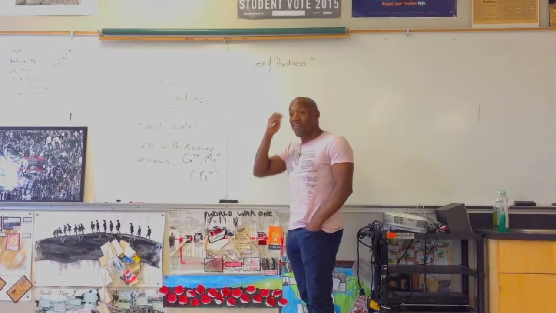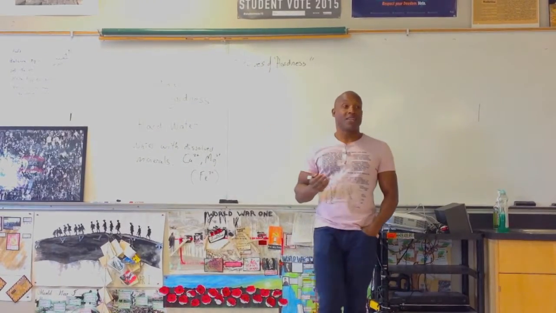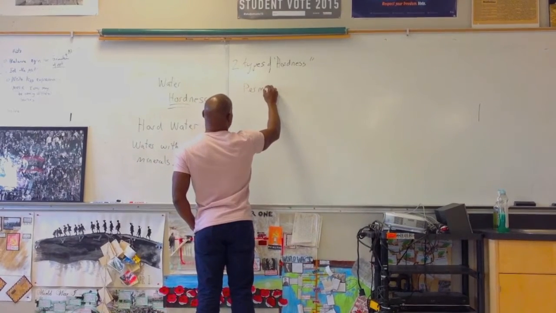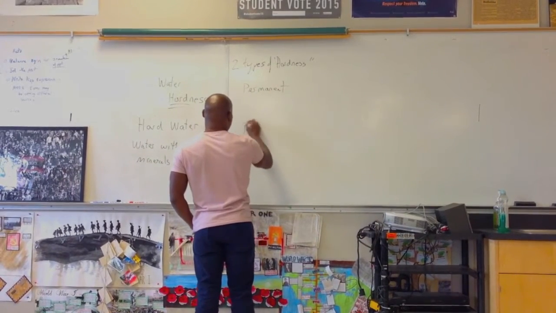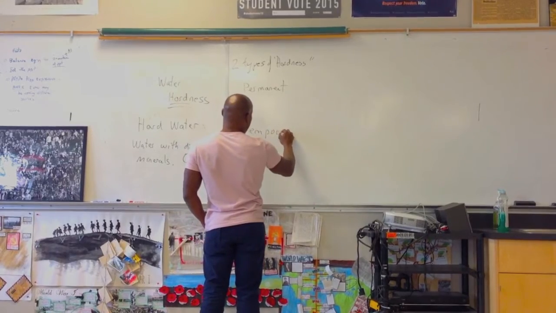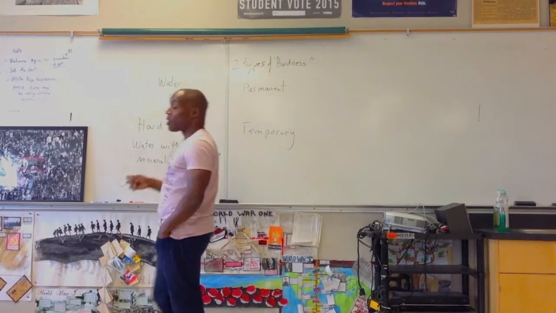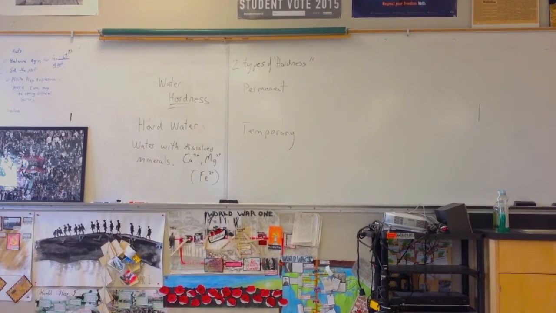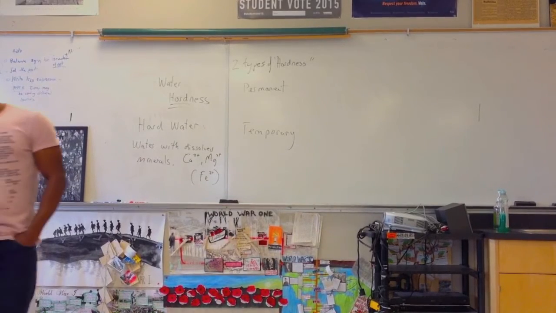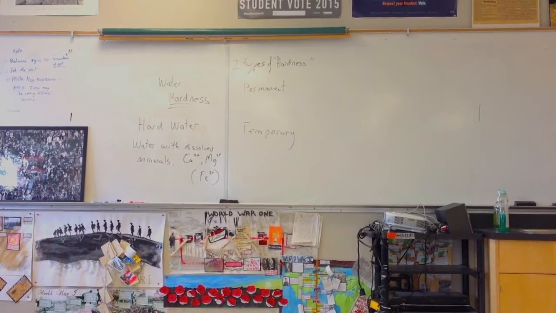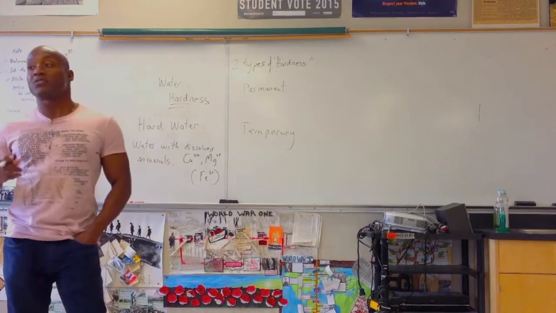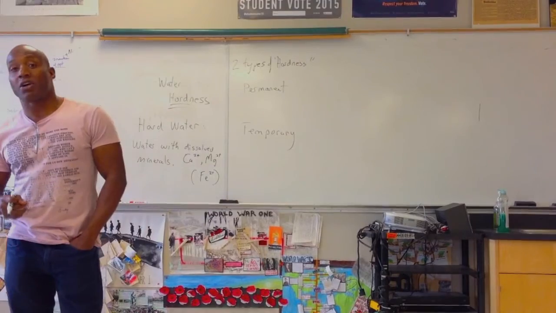So there are two types of hardness: permanent water hardness and temporary water hardness. Permanent water hardness is when we have dissolved calcium and magnesium, but we don't have bicarbonate as the anion.